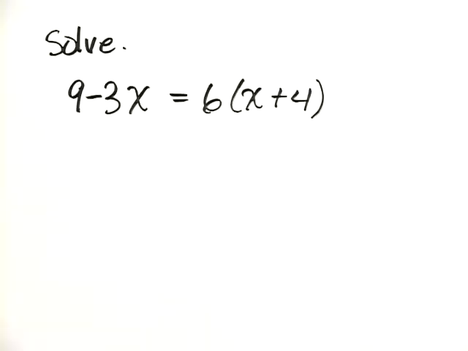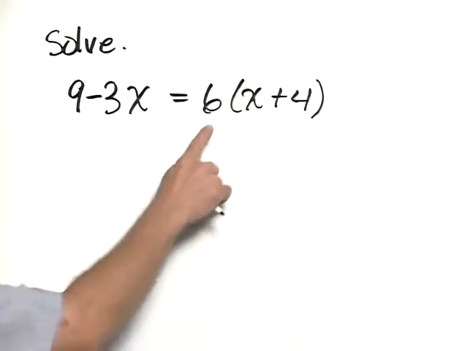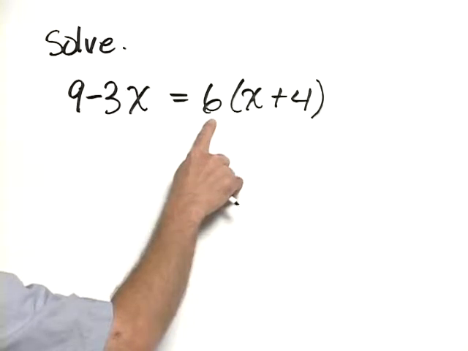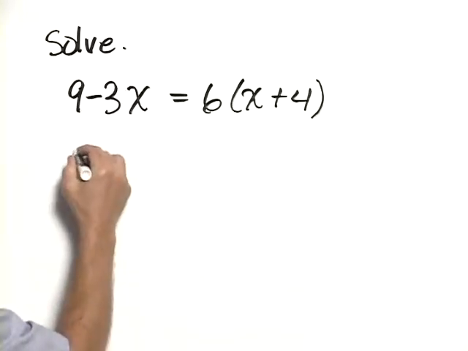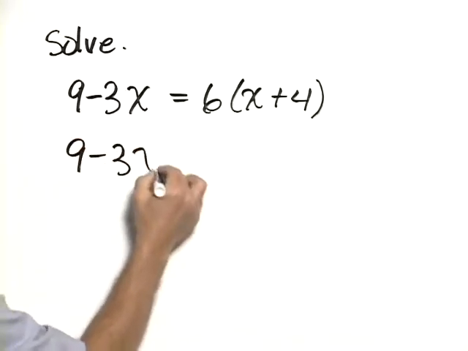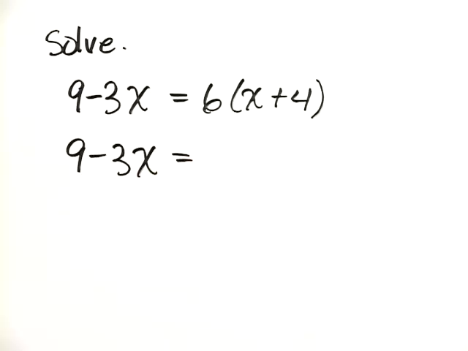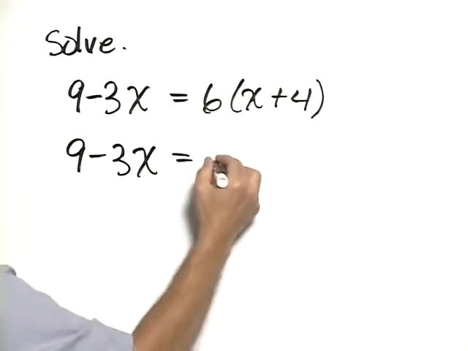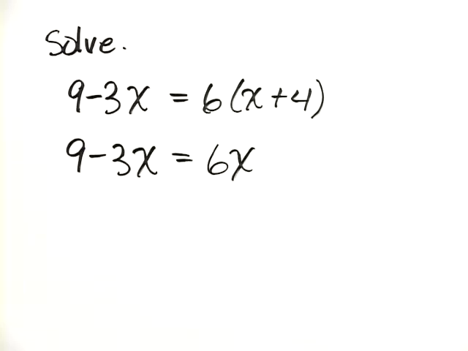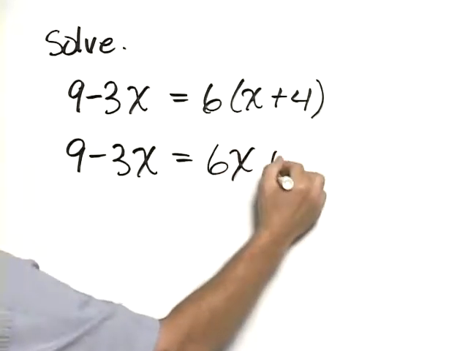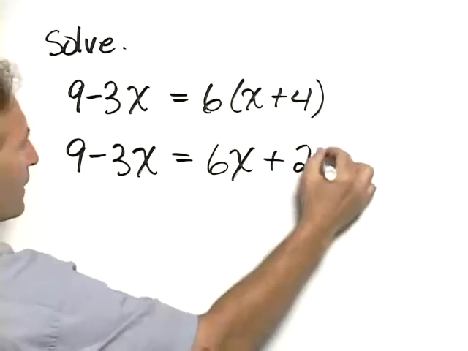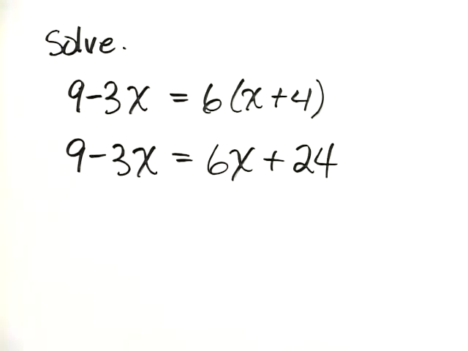Solve 9 minus 3x equals 6 times the quantity x plus 4. We begin on the right-hand side by distributing the 6 into the parentheses. On the left-hand side, it remains the same, 9 minus 3x. 6 times x gives us 6x. Then we have plus 6 times 4, which is equal to 24.